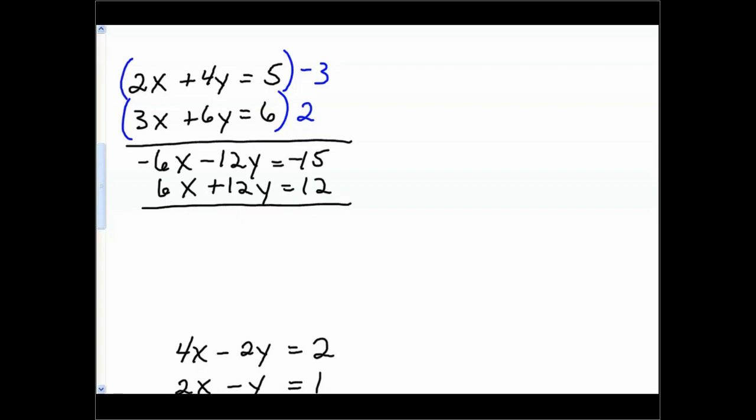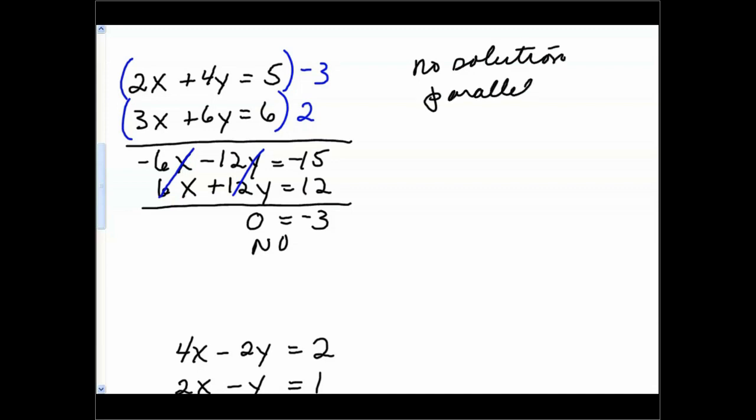Now when these equations are added together, the x terms cancel out as well as the y terms cancel out. So we have 0 equals negative 3. Well, no, this is not true. So that means there is no solution. These are parallel lines. They are still independent equations, but it's an inconsistent system.